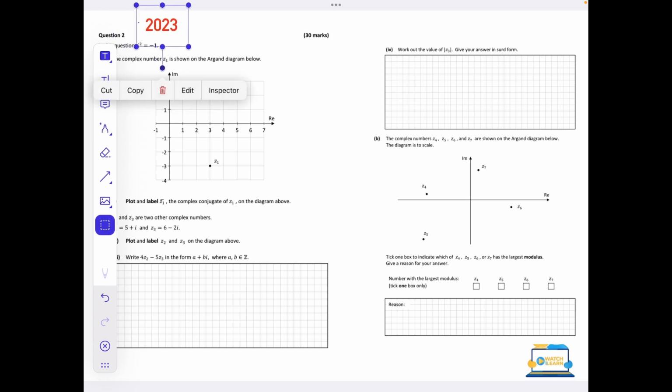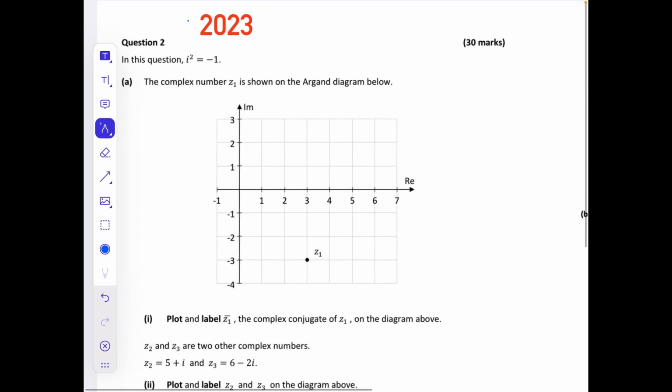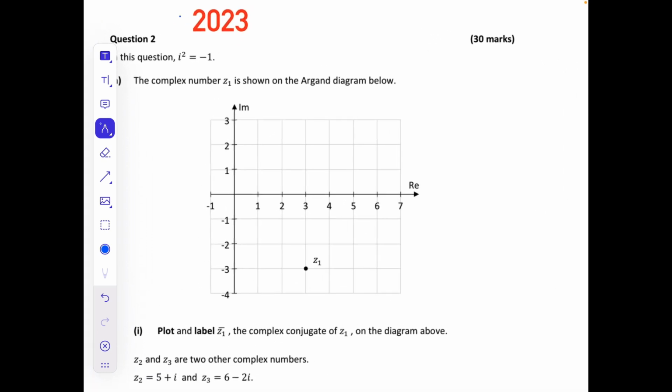So this was the 2023 question, and it was question 2 worth 30 marks. Okay, and I'm going to try and convince you in this question that this is probably the nicest chapter on paper 1. Students don't tend to think so, but hopefully by the end of this you'll see that there's very little they can ask. Okay, so the complex number Z1 is shown on the Argand diagram. So we can see here, I've kind of ignored all of this. They've told us that i squared is equal to -1, might be useful to us later.